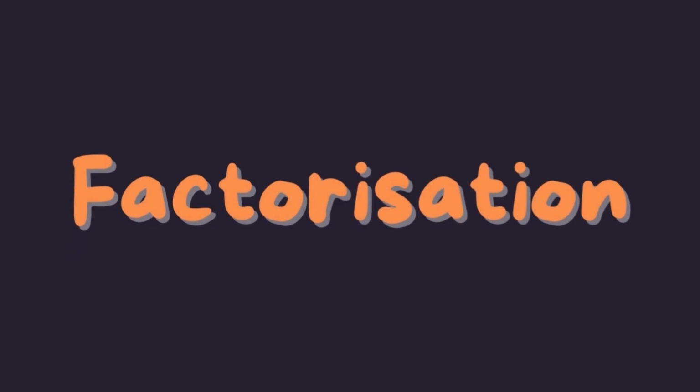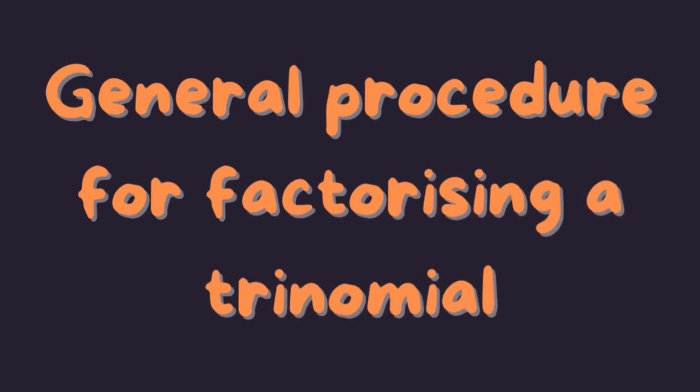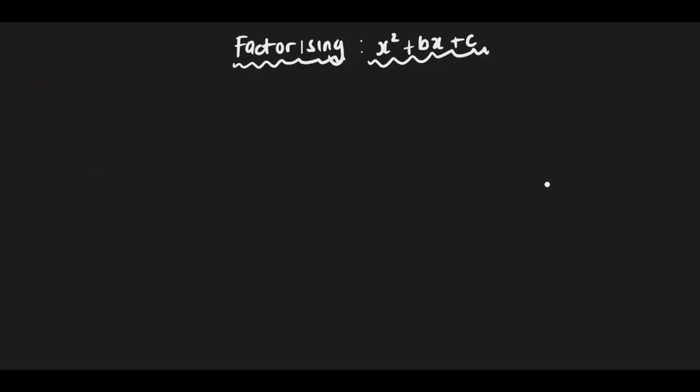So today the topic that we're going to look at is factorization. Under factorization, we're going to look at the general procedure for factorizing a trinomial. We're going to factorize a trinomial in this form, where the coefficient of x squared is 1. So let's do that. Let me do an example.